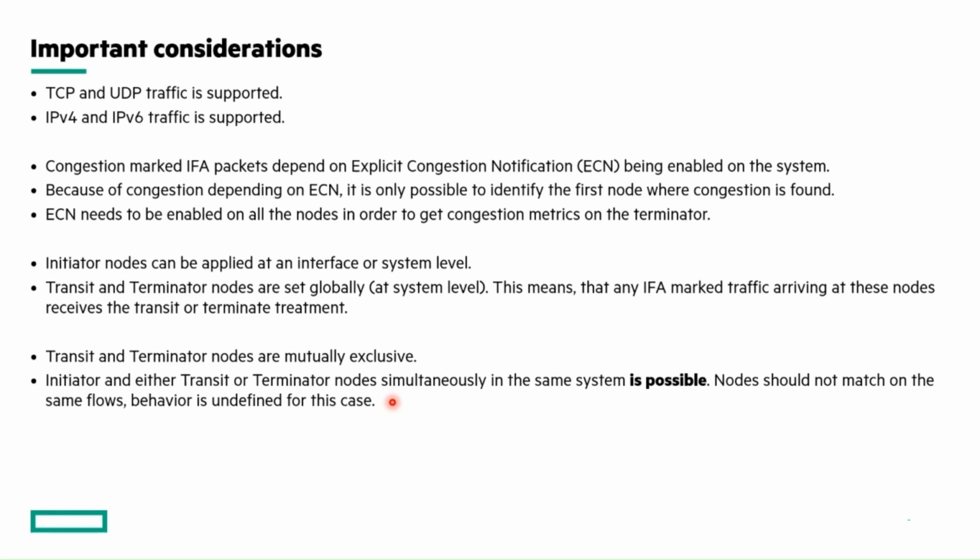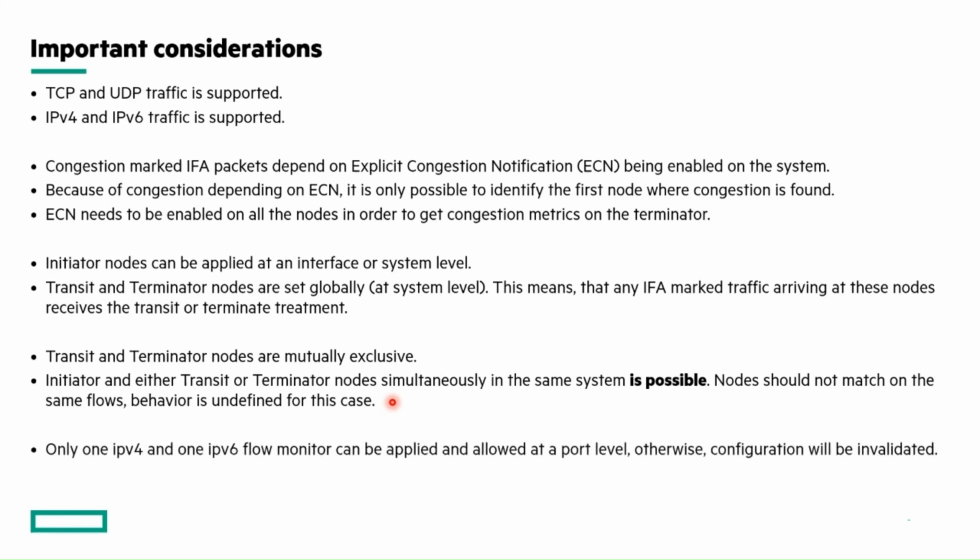Nodes should not match on the same flows, as behavior is undefined for this case. Only one IPv4 and one IPv6 flow monitor can be applied and allowed at the port level. Otherwise, the configuration will be invalidated. So you can configure only one IPv6 flow monitor and only one IPv4 flow monitor at system level. And system wide, an IFA IPv4 and an IPv6 initiator can be programmed.